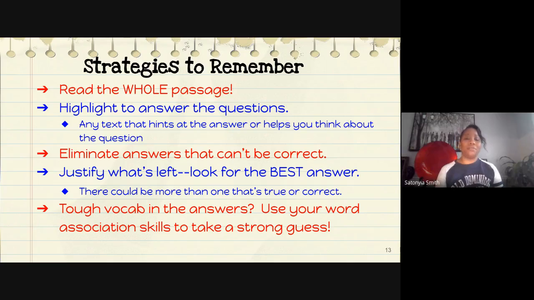You want to justify what's left. So look for the best answer. There could be more than one that's true, but you want to look for the answer that is best, that is supported by the information in the passage. If there's any tough vocabulary in the answers, you want to use your word association skills to take a strong guess at what it means.